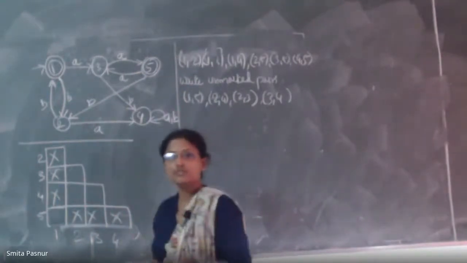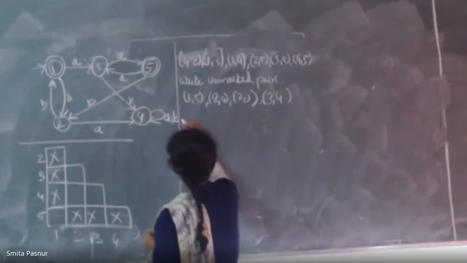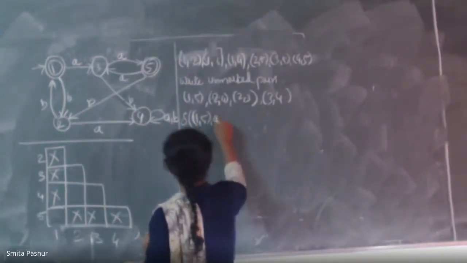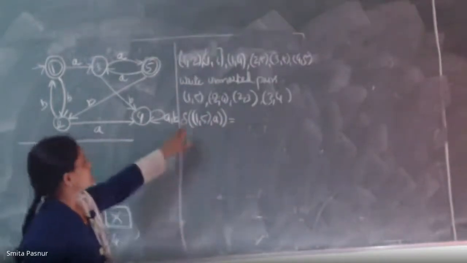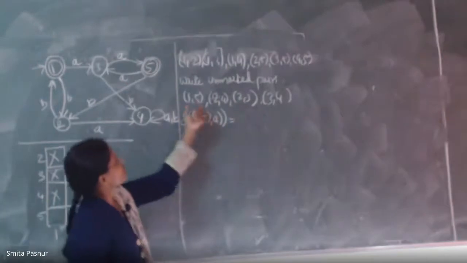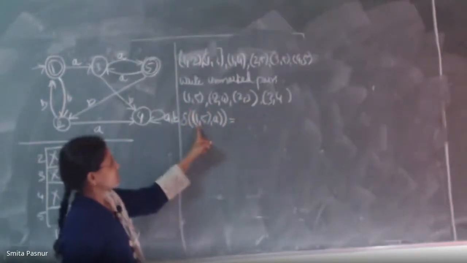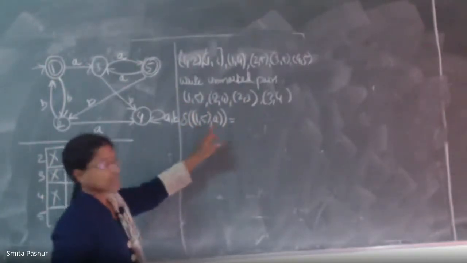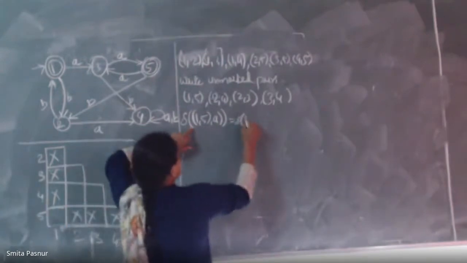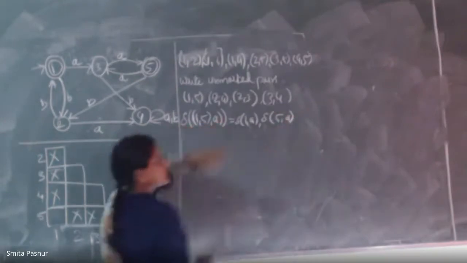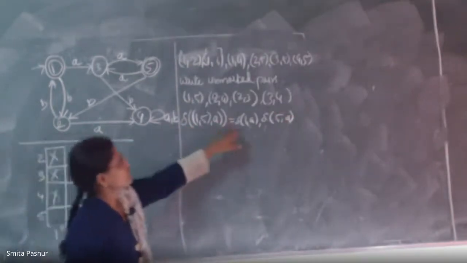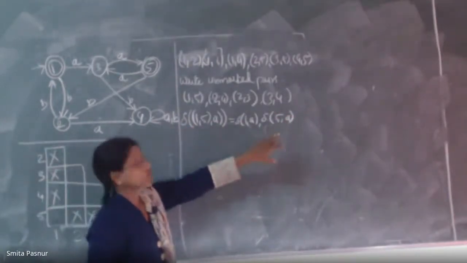What should we do in the third step now? You have to find the transition function of 1 comma 5 on A. Take the transition on each and every pair. The first pair I have taken is 1 comma 5, so 1 comma 5 on A. How do you do this? Transition of 1 on A and transition of 5 on A.